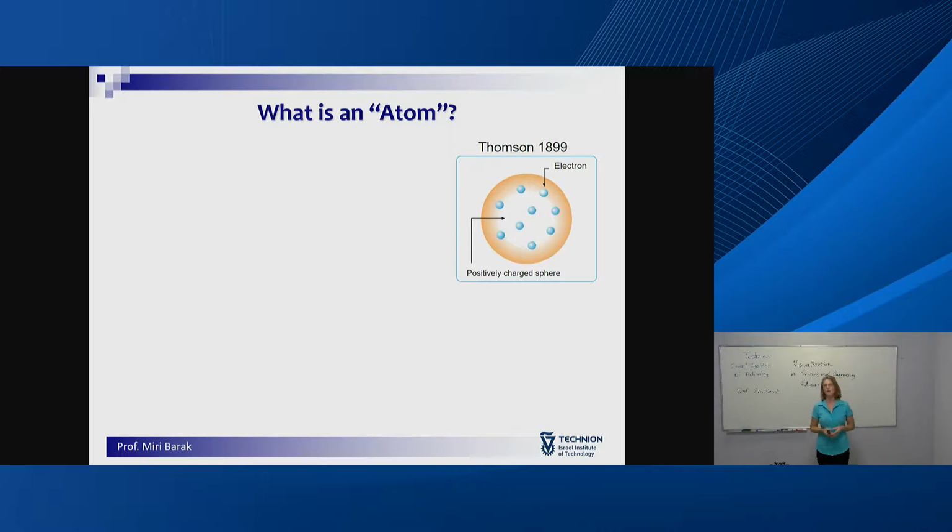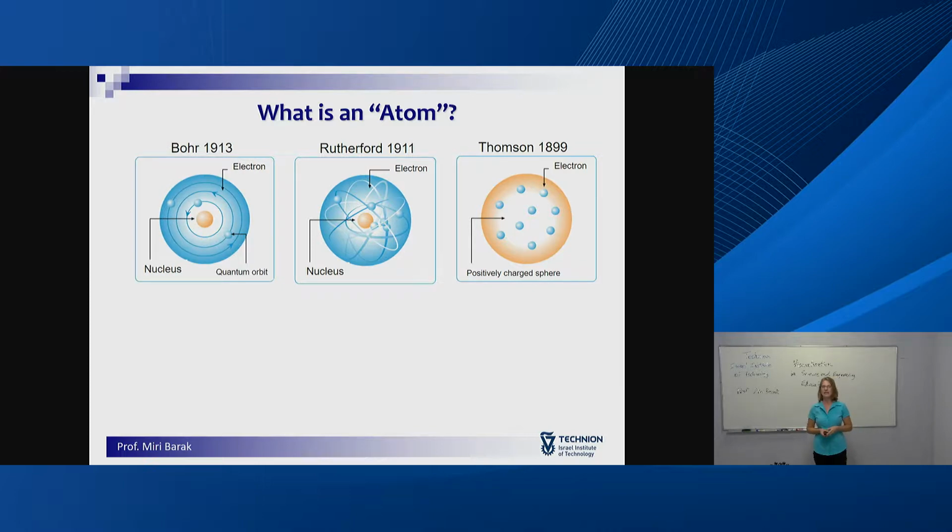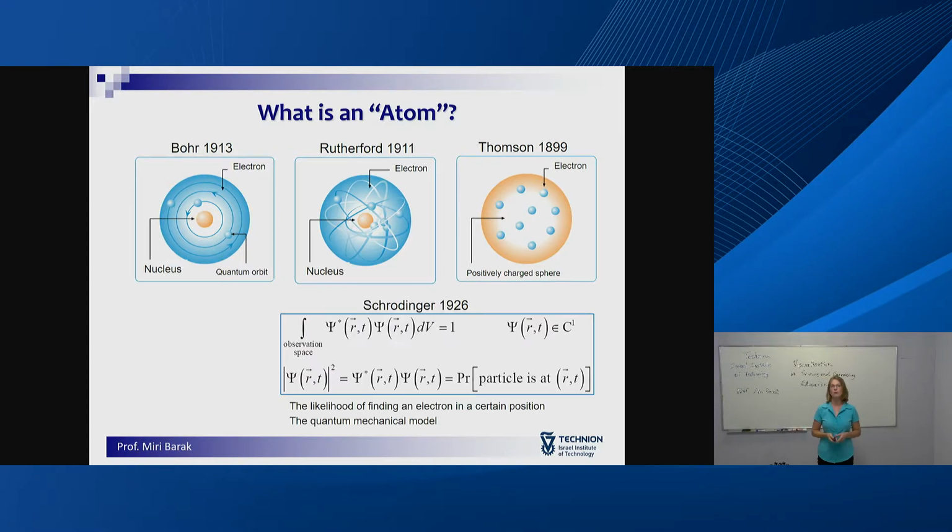If we're talking about Thomson in 1899, he perceived an atom as a positively charged sphere in which electrons are scattered within this sphere. Later on, Rutherford explained what an atom is in 1911 as a nucleus, and around it are negative particles that are called electrons. In 1913, Bohr discussed the idea of quantum orbits. Once again, the positive nucleus inside, and then the electrons are circling it in quantum orbits.